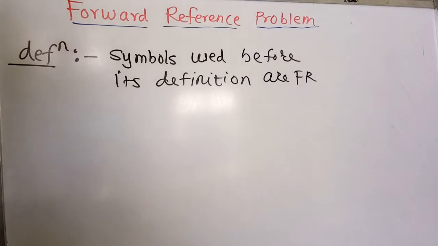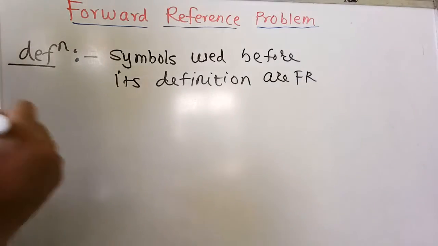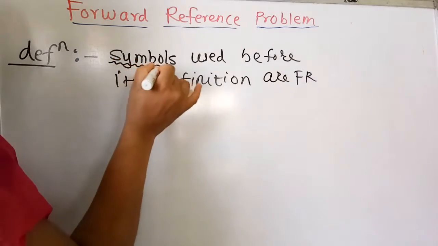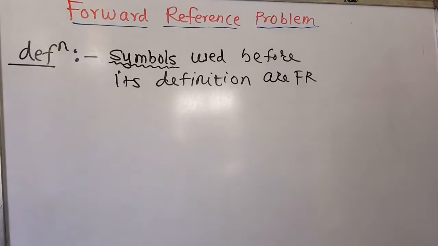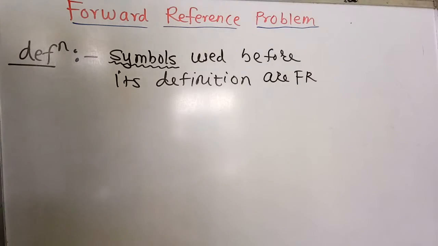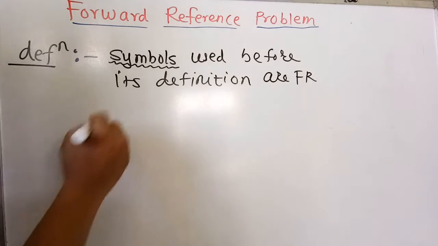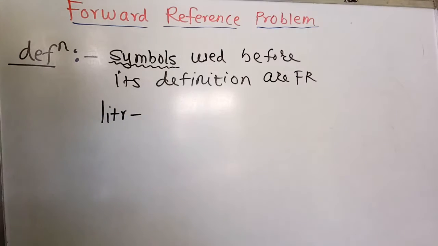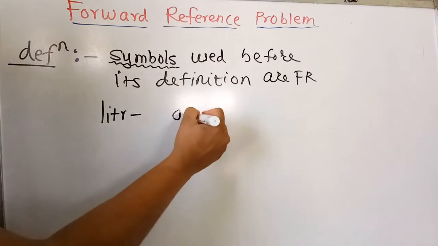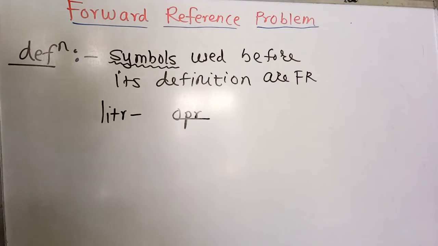Literals cannot be forward references. Only the symbols of your program are called forward references, when they are used before their definition. But literals cannot be forward references because they need not be defined. They are entered in the literal table as soon as they are used in the operand field. Literals are used in an operand, and when they occur in an operand they are directly entered in the literal table. So only symbols are used as forward references.